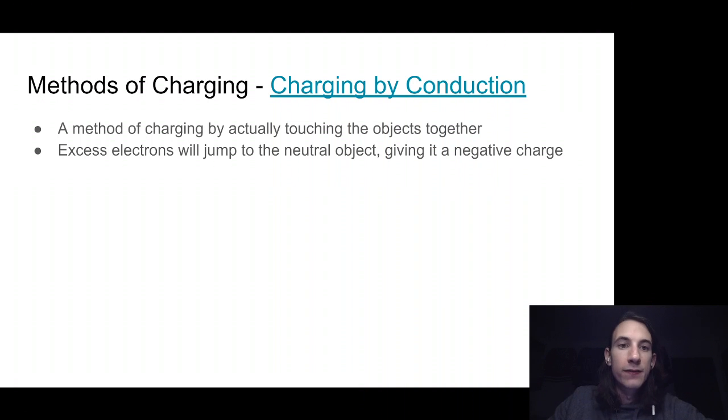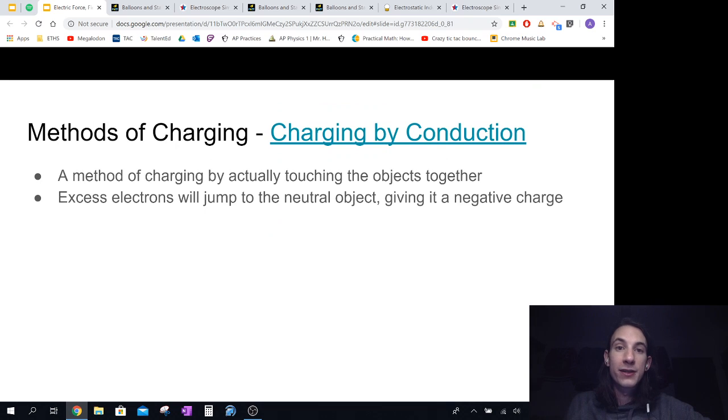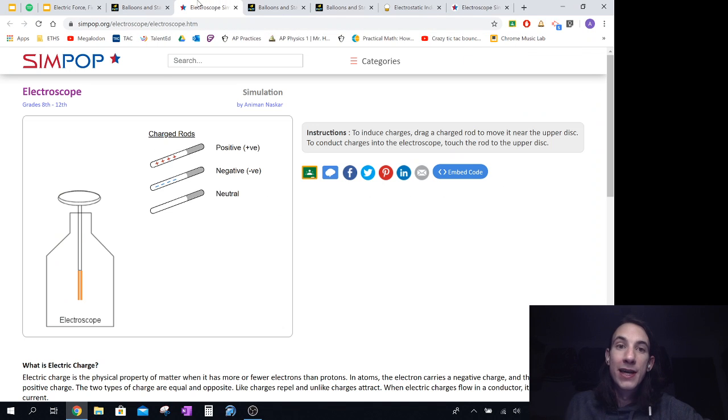Okay, sorry about that. So charging by conduction is when we have these conductors, they physically touch each other, they come into contact with each other, and when coming in contact with each other, these electrons will flow from one object to the other. We're dealing with conductors, so they're able to freely flow. And this is the simulation that I wanted.